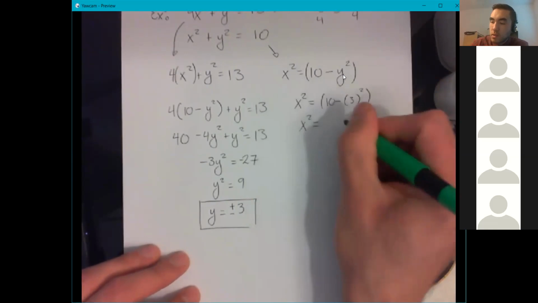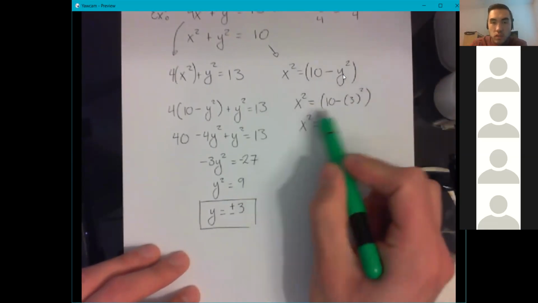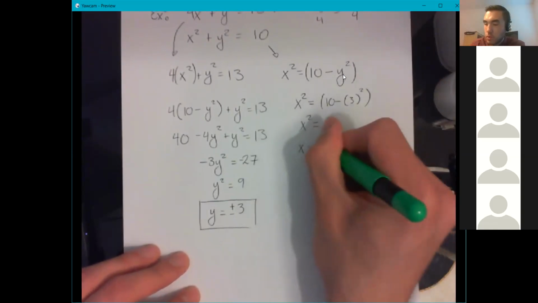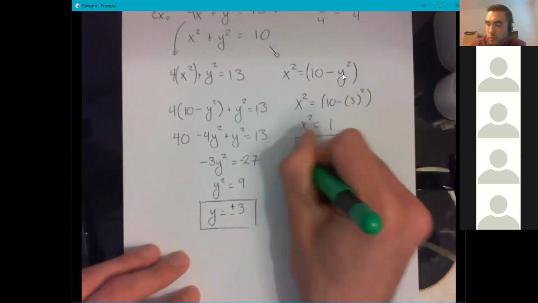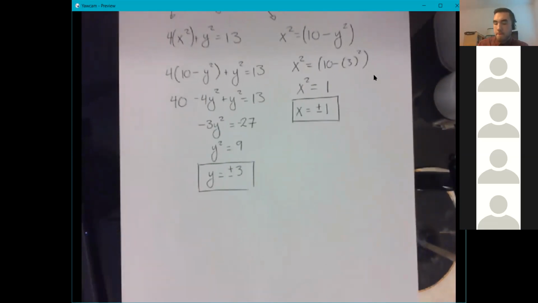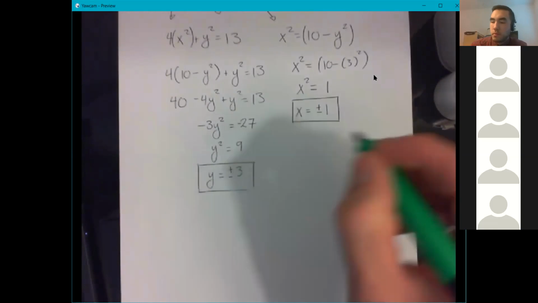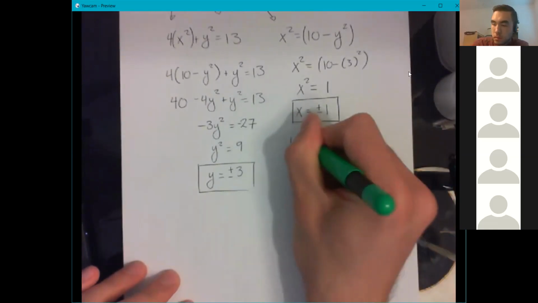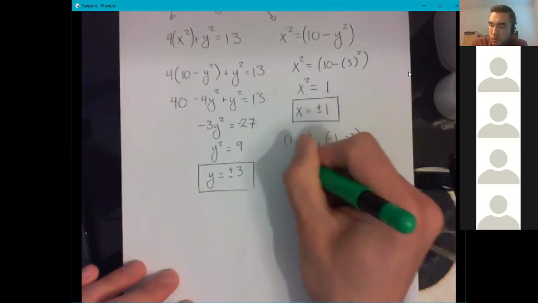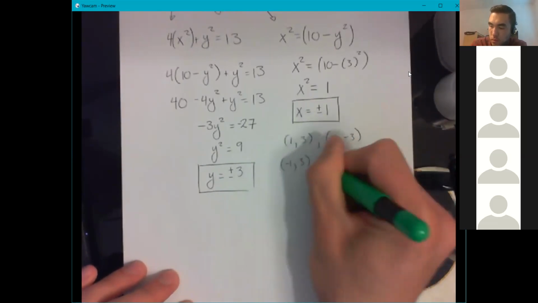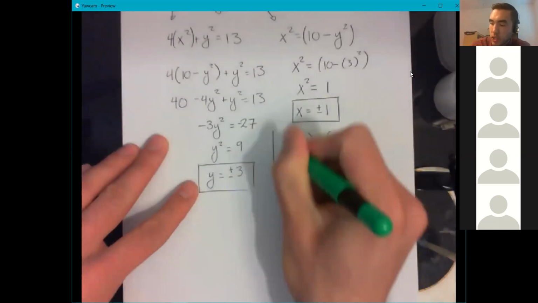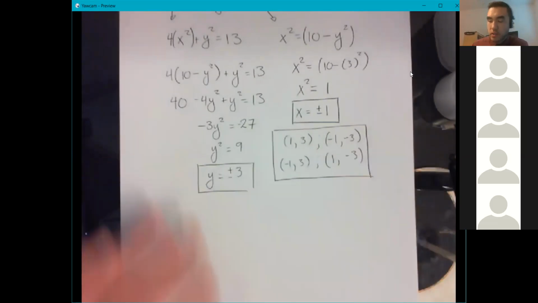x squared is going to give us 1, because it's 10 minus 9. And again, I take the square root right here, and so x is going to be equal to plus or minus 1. And so what are our answers? 1, 3; -1, 3; 1, -3; and -1, -3. Yep, all 4 possible combinations of these values are answers to this problem.